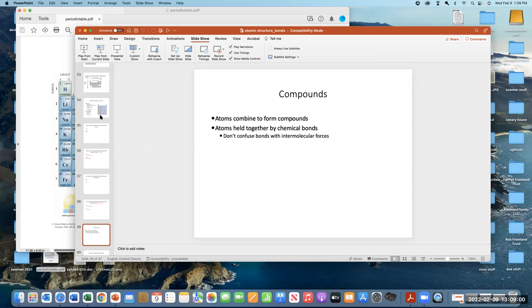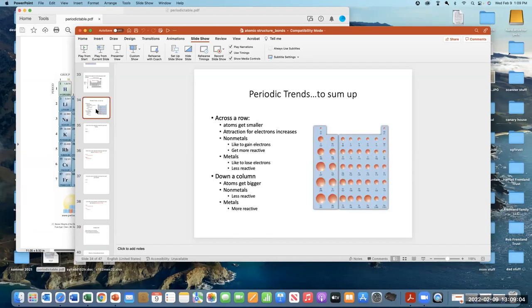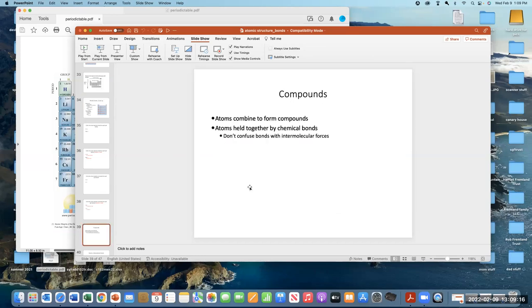Exactly. And you know what? If you have a little trouble keeping it straight, this slide right here, slide number 34, is a good summary of it. It even says sum up. All right. Any other questions? These are great questions.